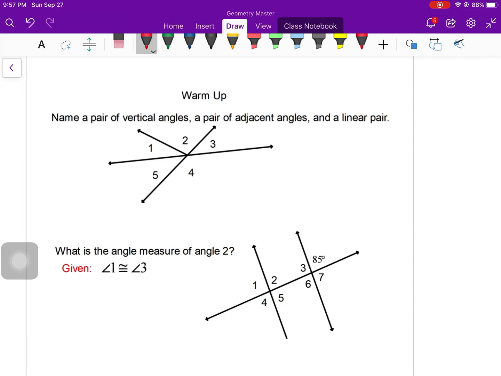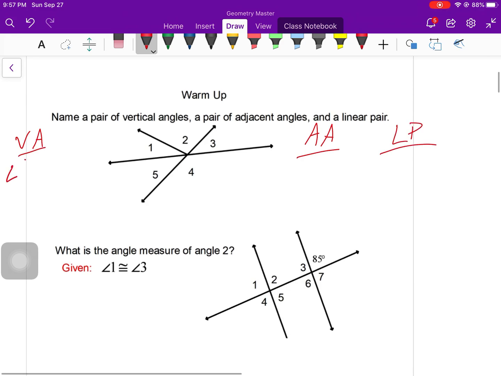Okay, so for this first one, there are a lot of possible vertical angles. So I'm going to have vertical angles. There's going to be a list. Adjacent angles, there will be a list, and linear pair, there will be a list. So for vertical angles, you could have angle 3 and angle 5, and that is the only possible vertical angles that you could have. For adjacent angles, there is a whole lot of them.